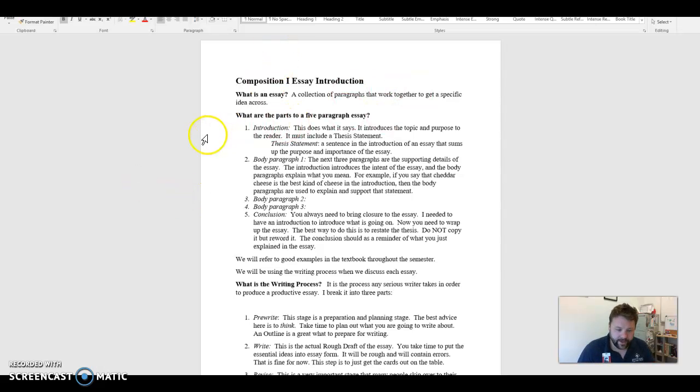So, look here really quick. These are the paragraphs that you need, the structure of your essay. Number one, you need an introduction. And that introductory paragraph does what it says: it introduces everything to the reader. The one thing it doesn't do is start the story. The story doesn't start until the body. The introduction introduces everything, and it includes the thesis.